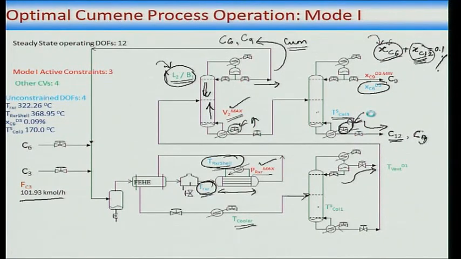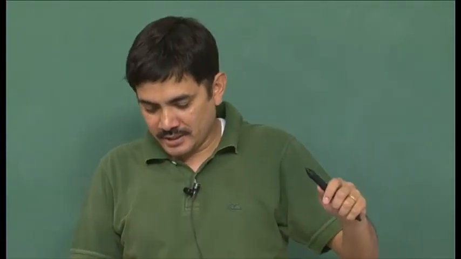So, I have explained the 4 things that needed to be explained. 8 degrees of freedom were taken care of, and now I have explained 1, 2, 3, 4 other things that need to be taken care of. That has taken care of all the 12 steady state degrees of freedom.